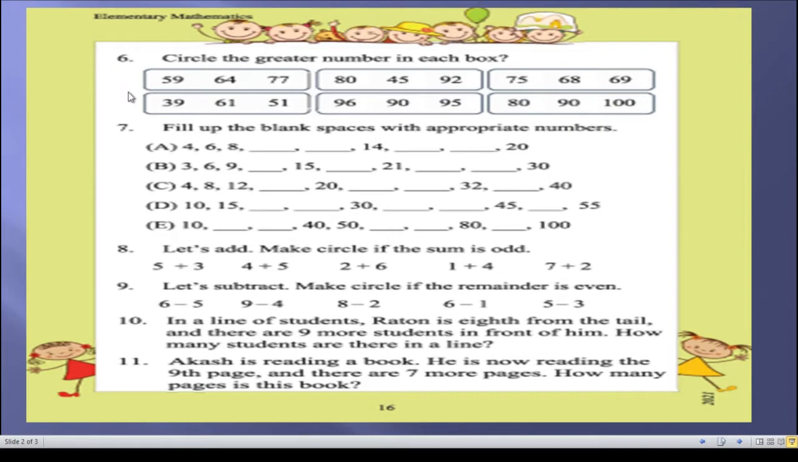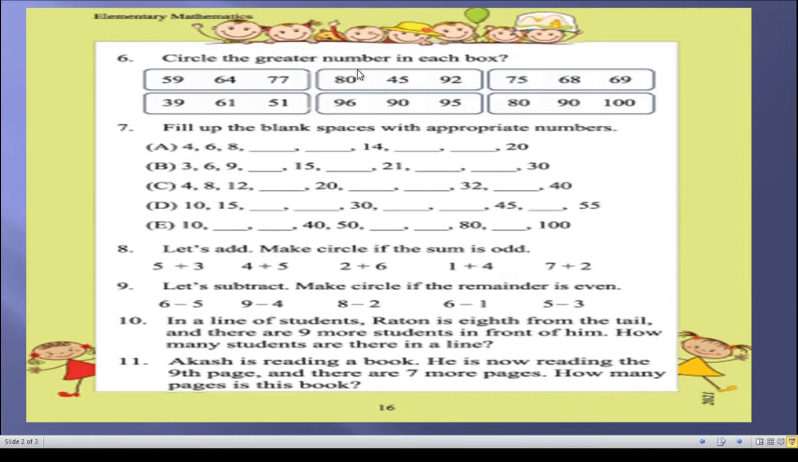In the first box, the first number is 59, then 64, and then 77. Can you guess what the answer will be? What is the greater number here? Yes, the greater number is 77. Because the greater number is 77, you should make a circle around 77. Then go to the next one.